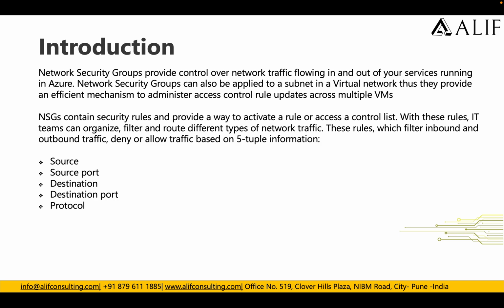So NSG basically contains five-tuple information, where it has a source, source port, destination, destination port, and then the protocol. Based on this five-tuple information, the NSG allows and blocks the traffic. So this is the information which we need to provide when we create a network security rule in the network security group.